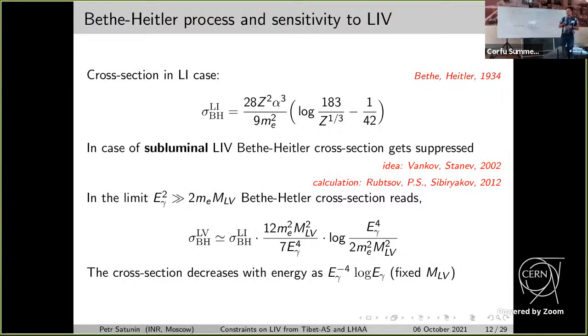So this is the cross-section for the Bethe-Heitler process in the standard LI case. And in case of subluminal LIV, the Bethe-Heitler cross-section is modified by this factor. So this cross-section decreases as the fourth power of photon energy and also by a logarithmic factor.